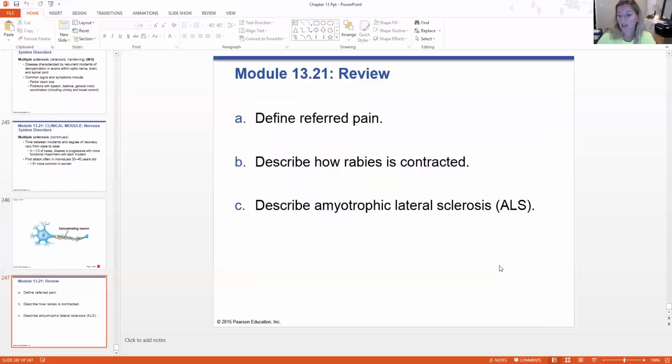And that's your last slide of the lecture. You can stop the video, review, answer these questions, and let me know if you have specific questions about the brain or motor and sensory pathways.